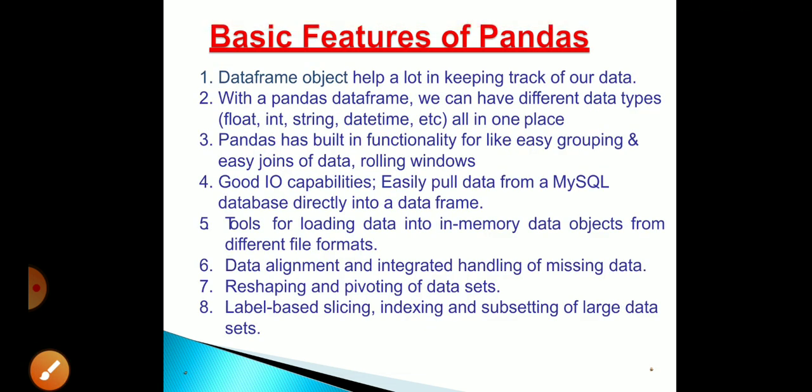Next are the features. What are the basic features of pandas? Data frame objects help a lot in keeping track of our data. It is used to keep track of our data. Next, with a pandas data frame we can have different data types like float, int, string, date, time, etc., all in one place. We don't have to move here and there for fetching the data types. In one place we can fetch all the types of data.